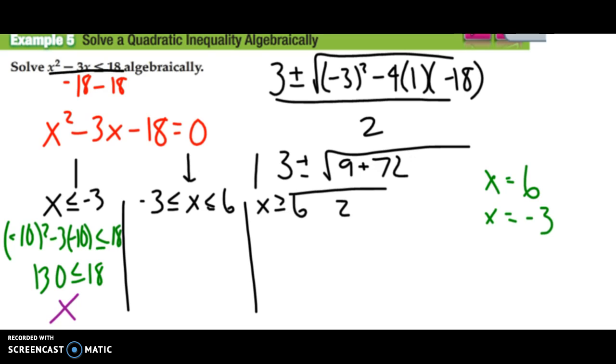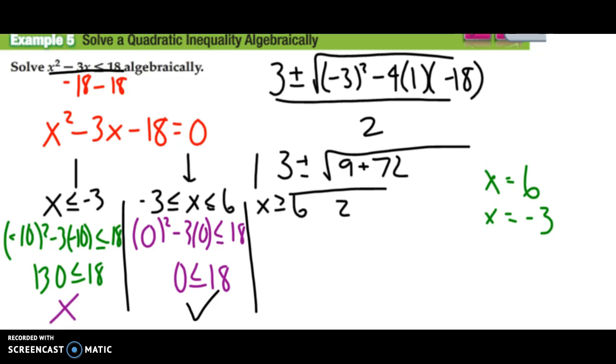Now the next one. A number between negative 3 and 6, well, that's 0. So let's try 0 squared minus 3 times 0 is less than or equal to 18. Well, 0 minus 0 is 0, which is less than or equal to 18, and so that works. That's good, so I give that a check mark. And let's try the last one.